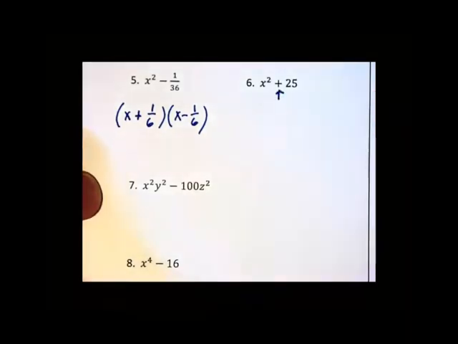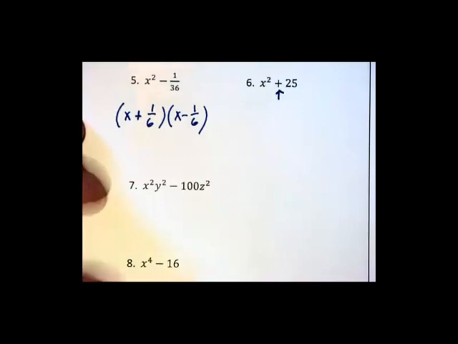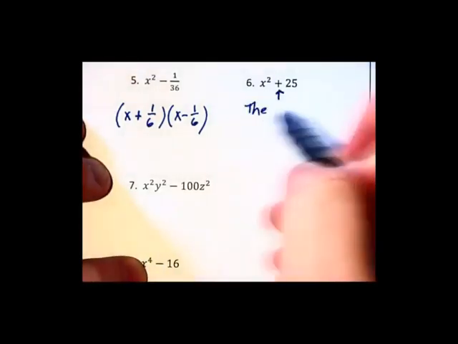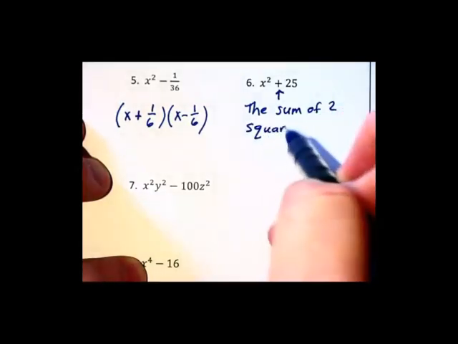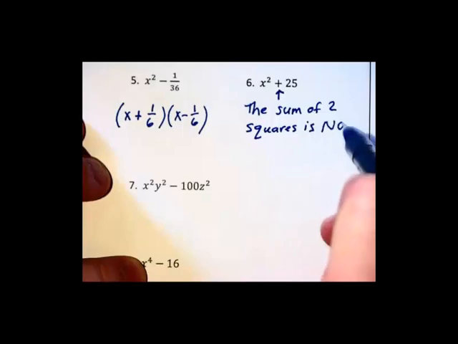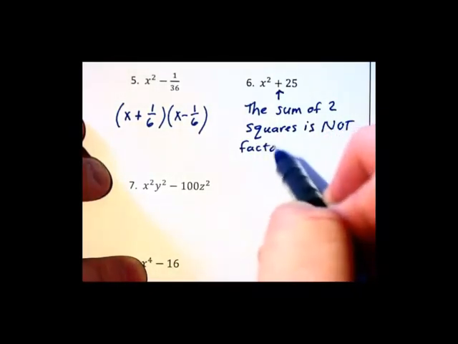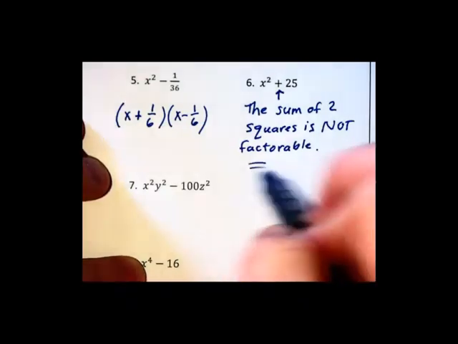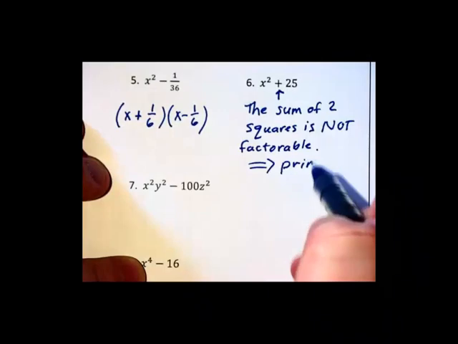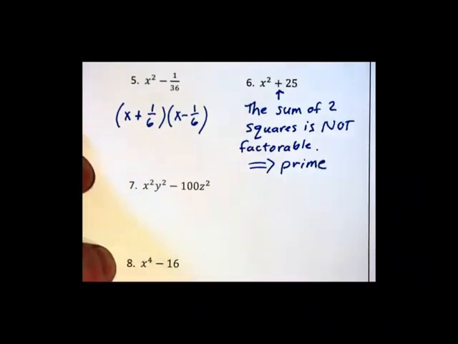Number 6, we see a sum, a plus sign in the middle. The sum of two squares is not factorable, at least not yet using real numbers. So in this problem, we're going to say that the expression is prime and will not factor. And that's important. If you get going too fast, I don't want you accidentally saying, oh, x plus 5, x minus 5. That's what you did back on problem number 3, but not for this one.